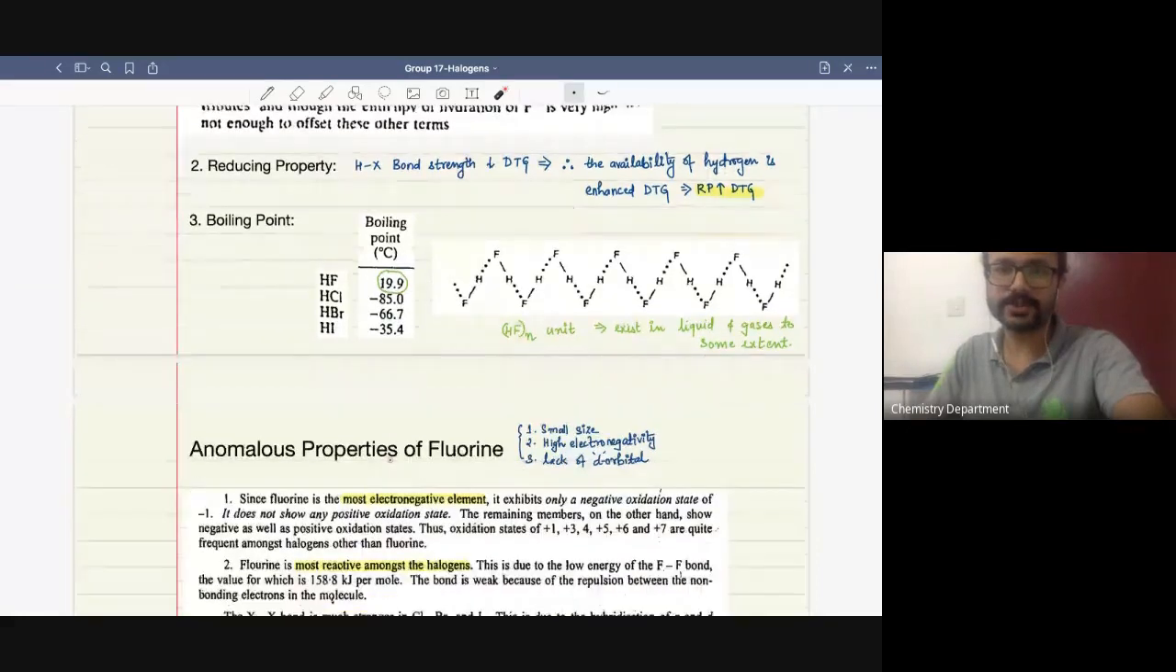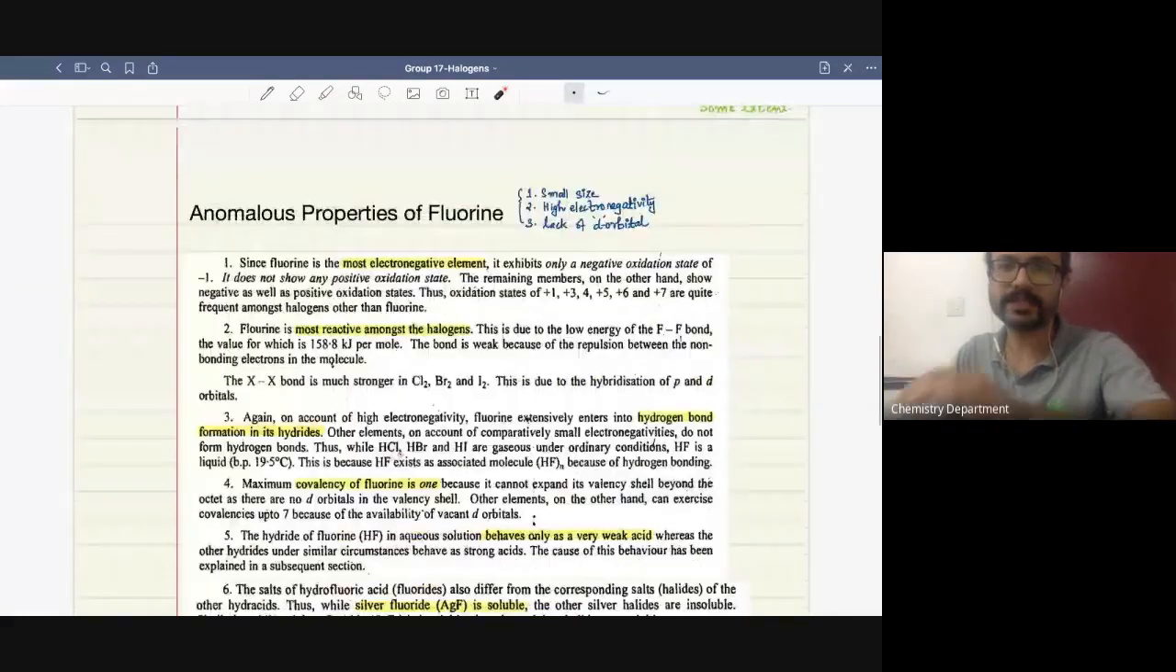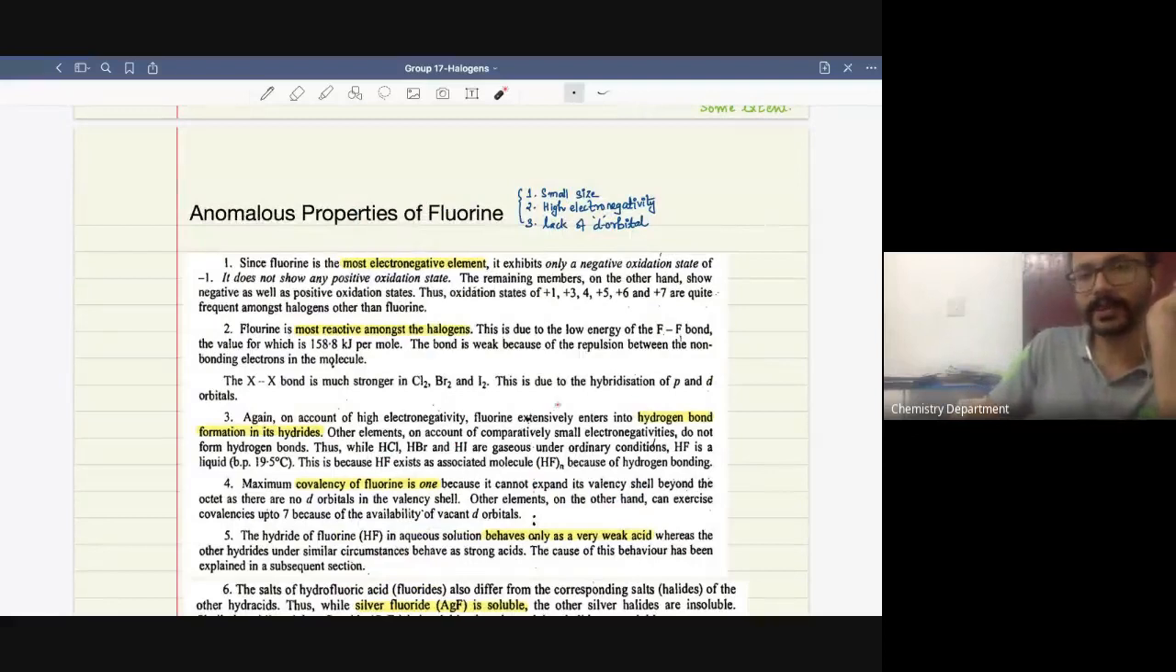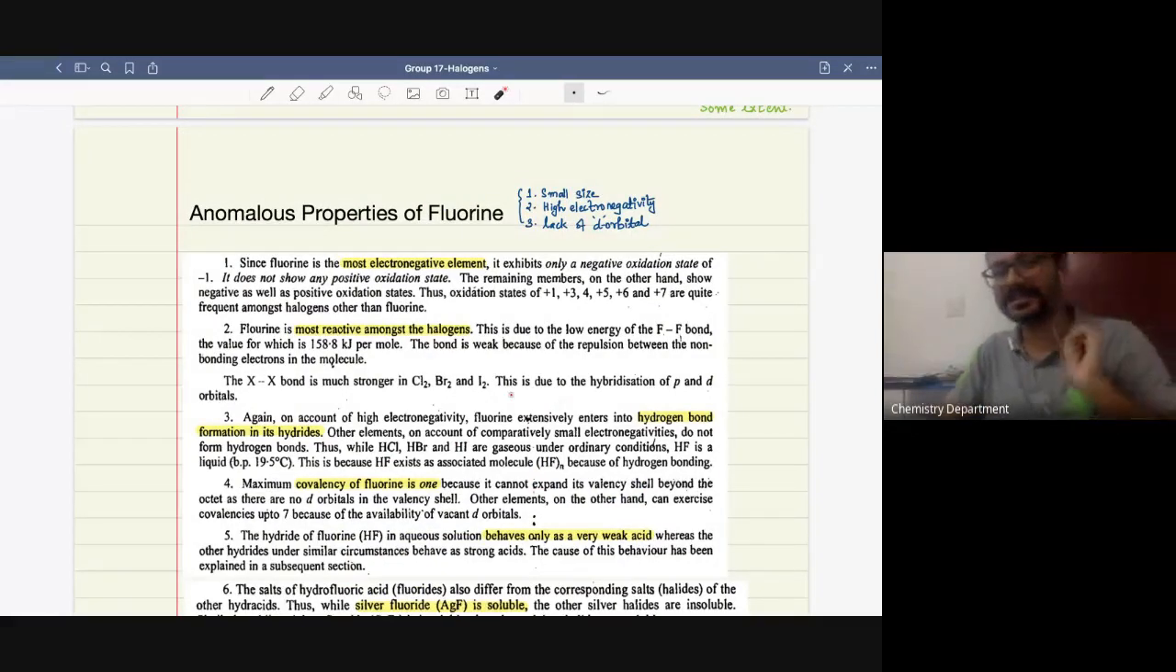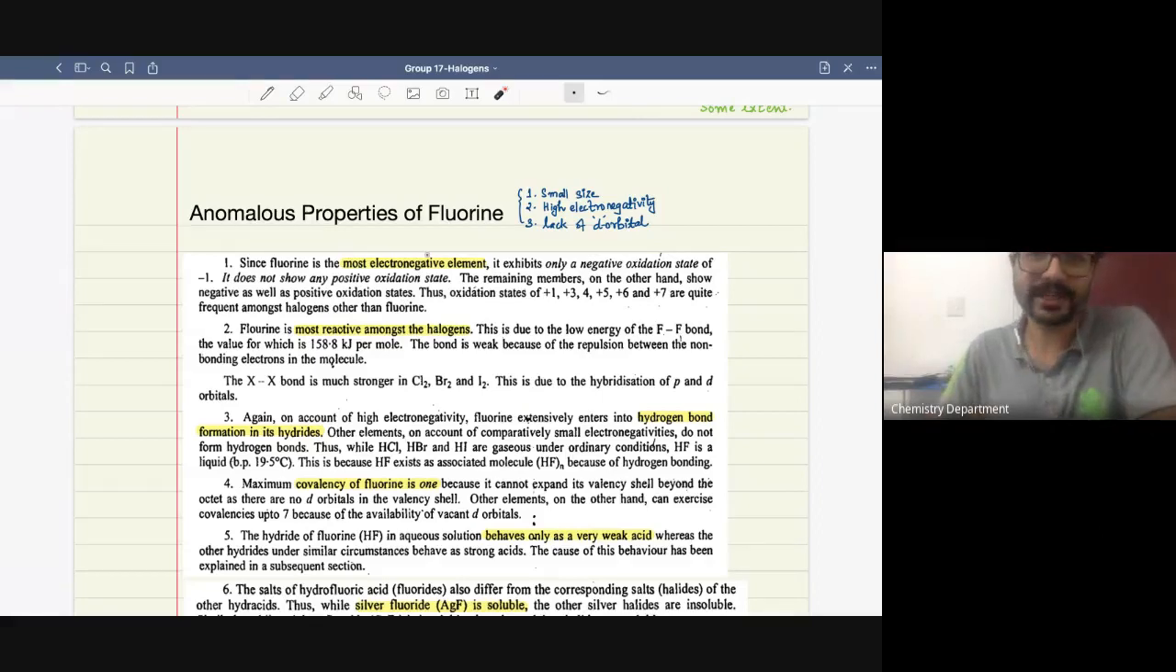Moving on to the anomalous properties of fluorine. I'm going a little bit faster, so please write down whatever doubts you have so that at the end of the class we can discuss them. Sorry for going like this, because we have very little time and have to cover certain things. But you can definitely come up with all your doubts at the end of the class, so don't worry about that.